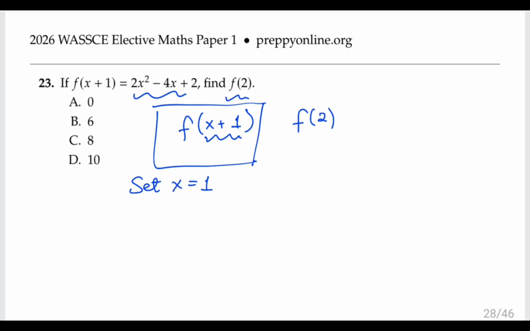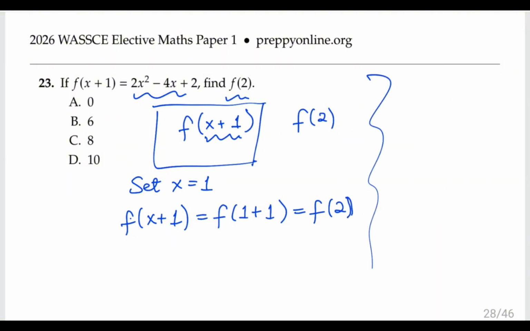when you set x equal to 1, then f of x plus 1 is going to be equal to f of 1 plus 1, which is equal to f of 2. So if you have f of x plus 1 equal to this quantity, 2x squared minus 4x plus 2, then f of 2 is what you get by putting in x equals 1. So what do you get when you put in x equals 1?